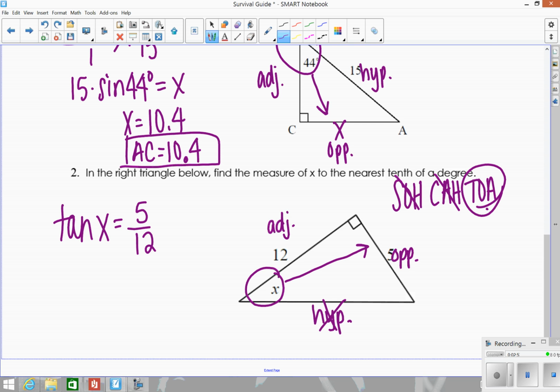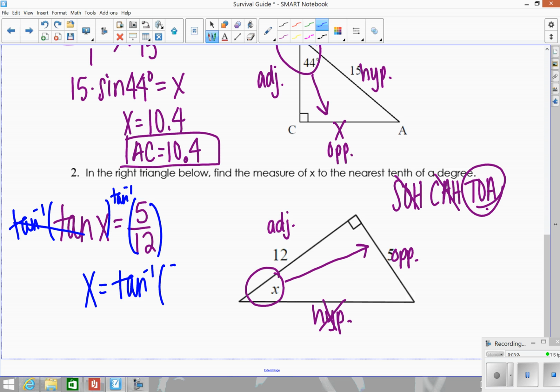And then from there, we need to get X by itself. So in this case, since X is connected to the tan, we have to take tan inverse of both sides to undo tan. You can't just divide by tan because the tan and the X are attached. So what you're going to do is take the tan inverse of both sides here, and the tans will cancel, you'll be left with X, so it'll be X equals tan inverse of 5 over 12. And we're rounding to the nearest tenth of a degree. So when you do that in your calculator, you're going to get 22.6 degrees if we round to the nearest tenth.